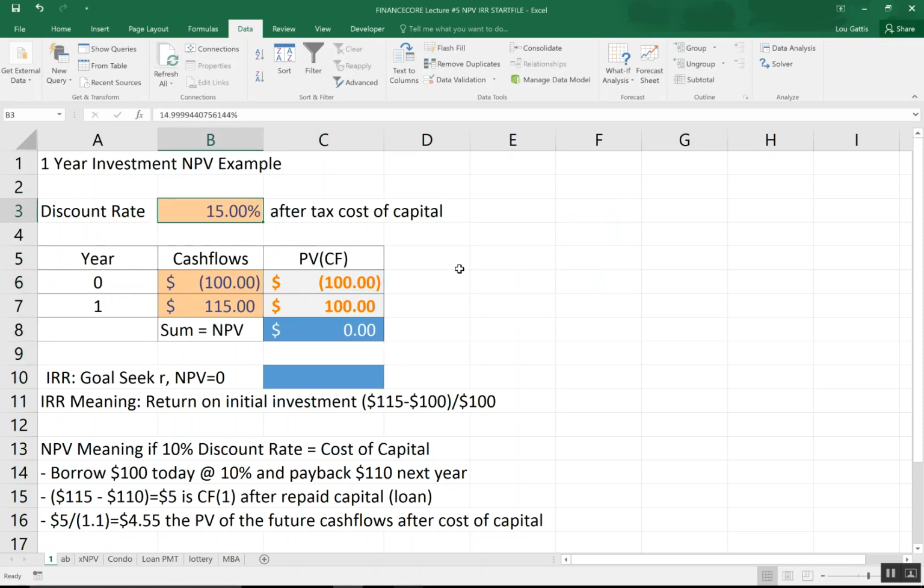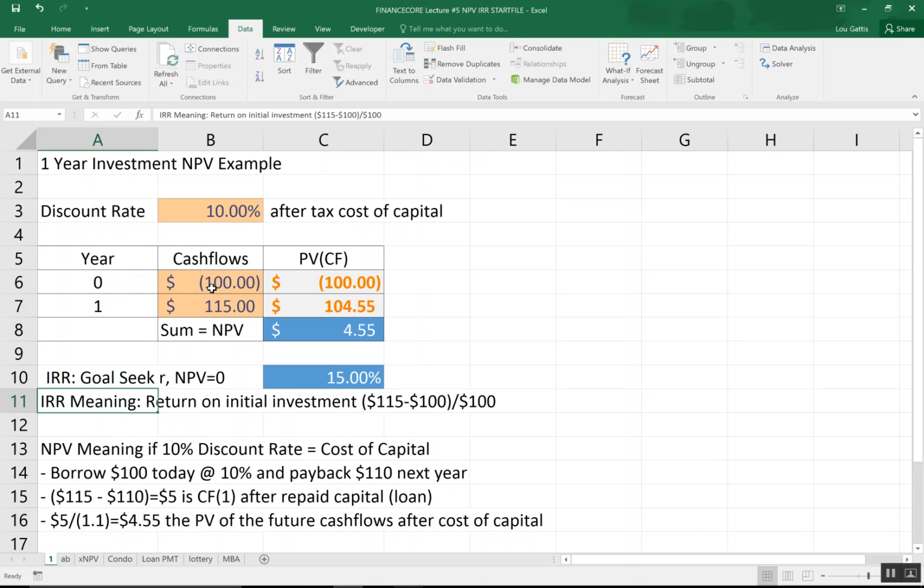But I'll change that back to 10. Now you can also use the IRR function. IRR, put in the initial cash flows, not the discounted cash flows. I make that mistake all the time, but the initial cash flows, and you get your IRR.